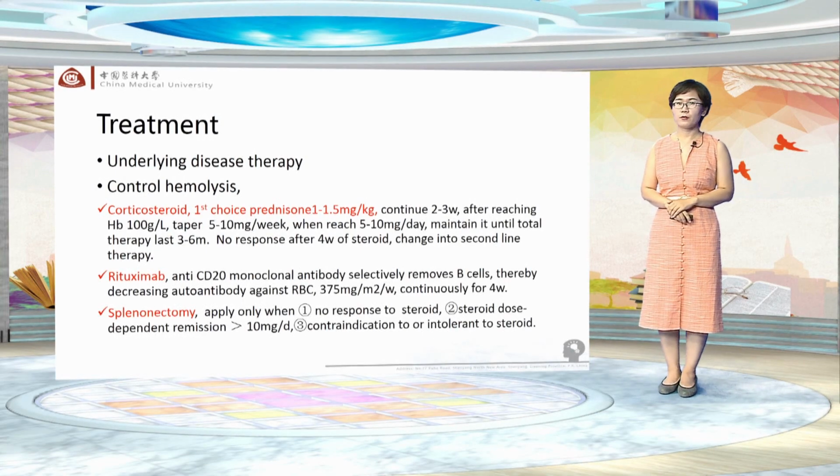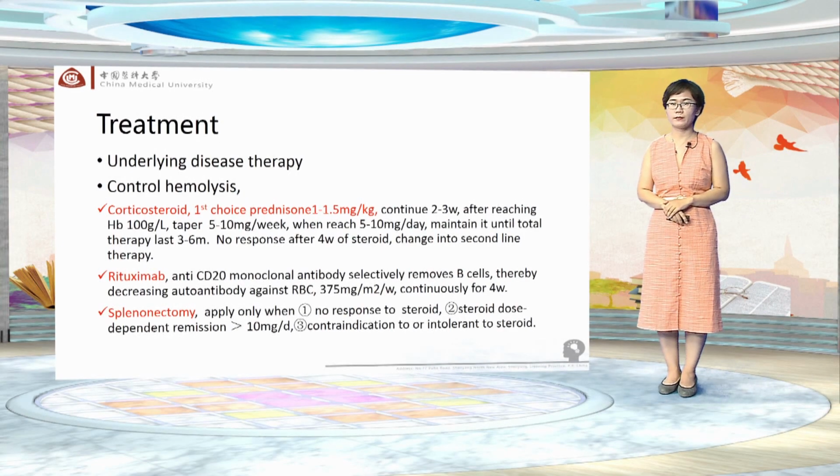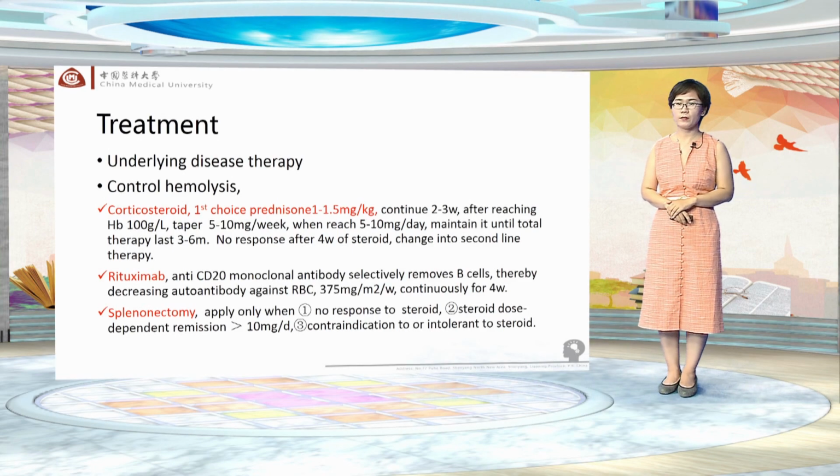Reduce prednisone dose by 5 to 10 mg per week until the dose reaches 5 to 10 mg per day. Maintain it until total therapy lasts 3 to 6 months. If there is no response after 4 weeks of steroid, change to second-line therapy. Rituximab may be used as initial therapy in combination with glucocorticoids or added to glucocorticoids if the hemoglobin doesn't improve with glucocorticoids alone.